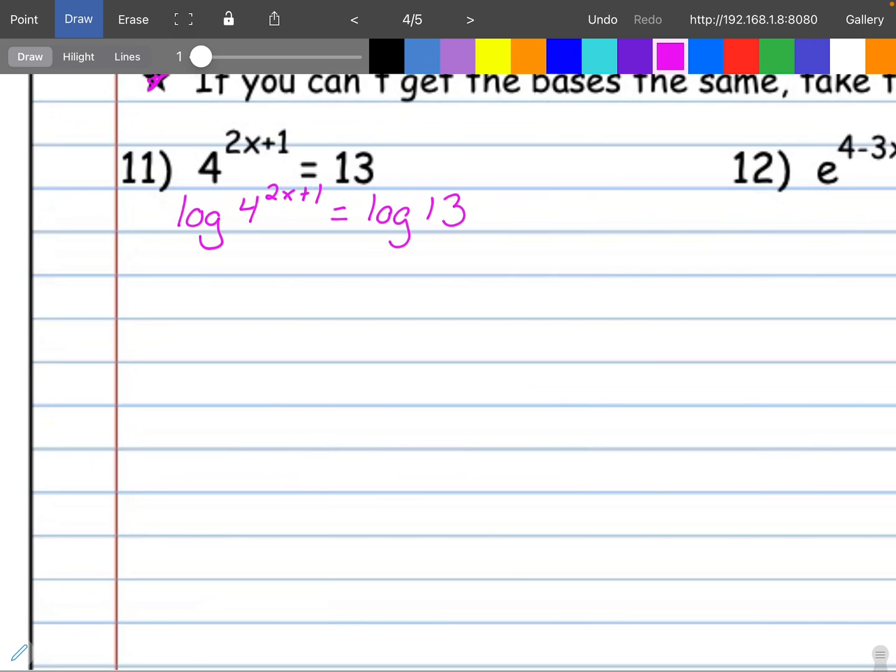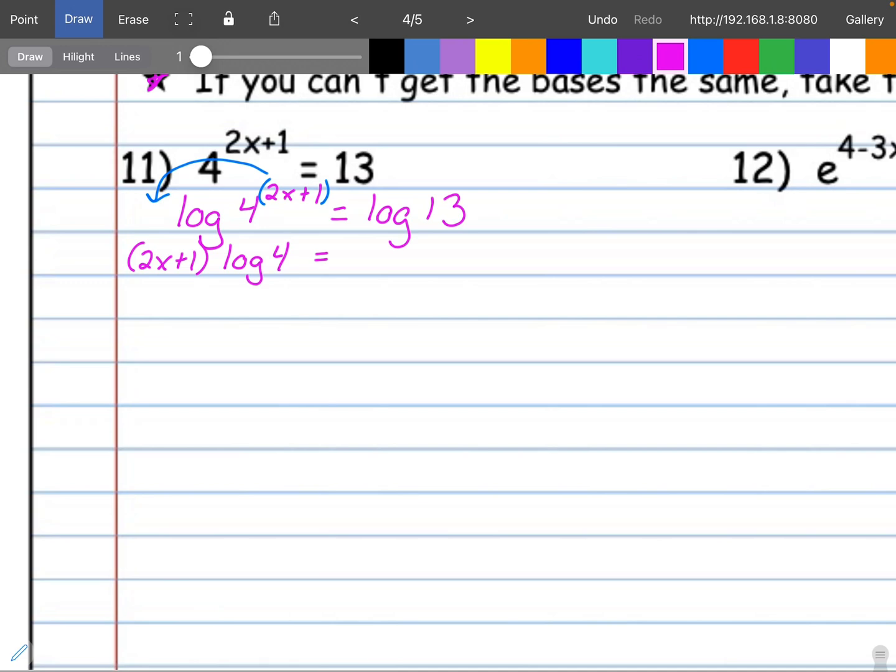Now, by doing that, I'm able to manipulate this a little bit. I now see on the left side that I have a log that contains an exponent. And I know from my properties in 3.3 that we talked about, that anytime I have a log with an exponent, this exponent can be moved to the front of that log. So I'm going to take that exponent and move it to the front, and I am going to put it in parentheses because I need to show that that is grouped together. That was my exponent and it is moved in front of the log, and that entire thing is multiplied by the log base 4.